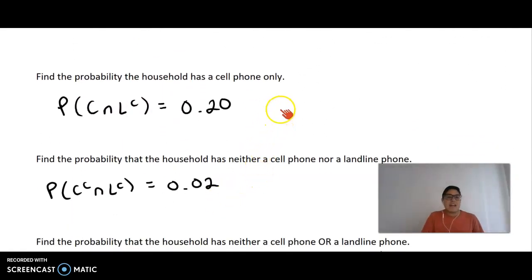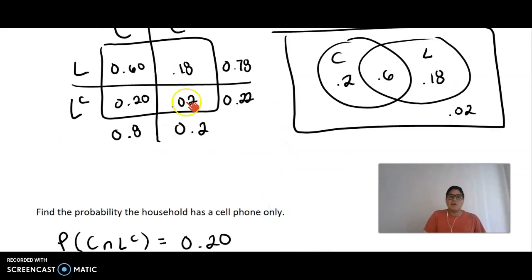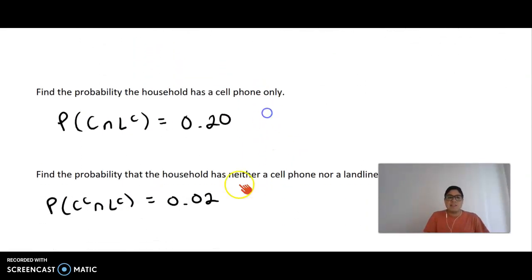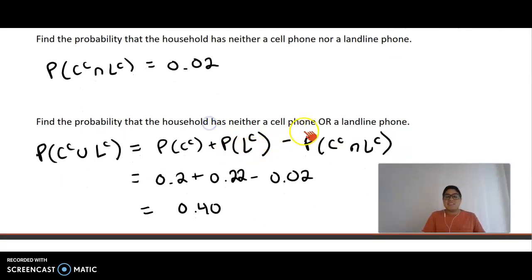Next, we want that they do not have a landline or they do not have a cell phone. Again, that's just an identification. That's going to be here at 0.02. And lastly, the wording here is a little wonky, but it says find the probability that the household has neither a cell phone or a landline phone. So neither a cell phone or a landline phone.